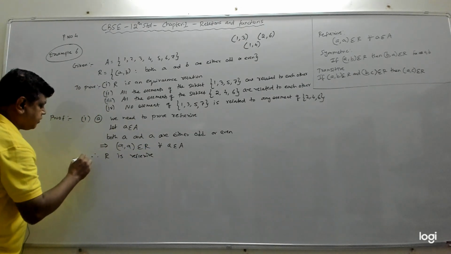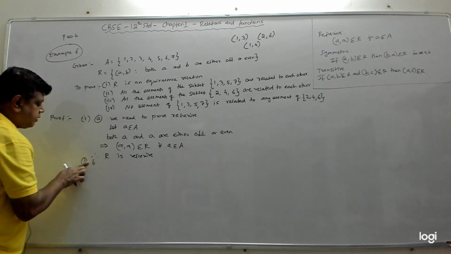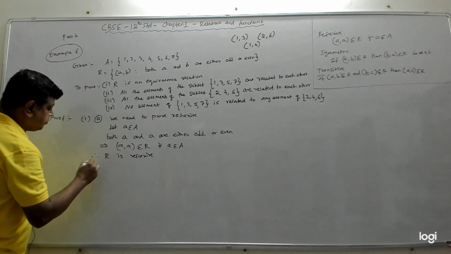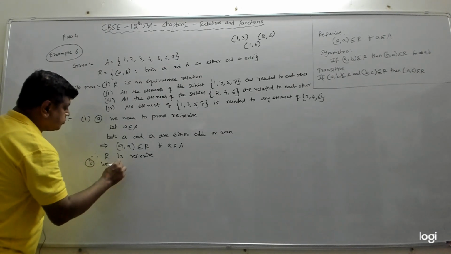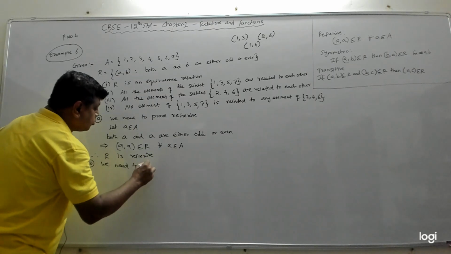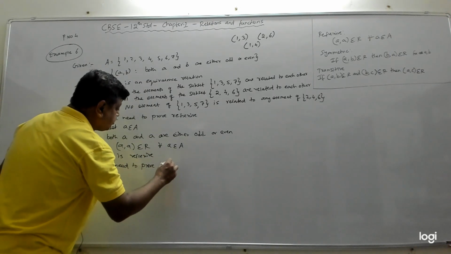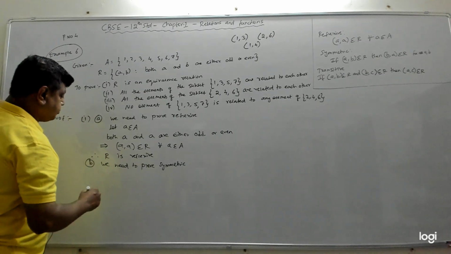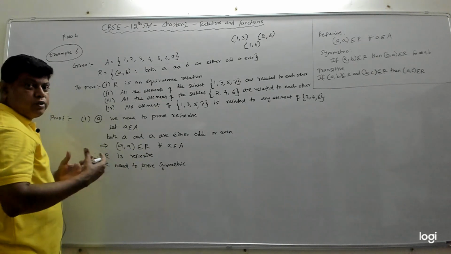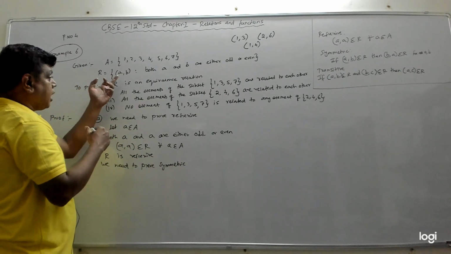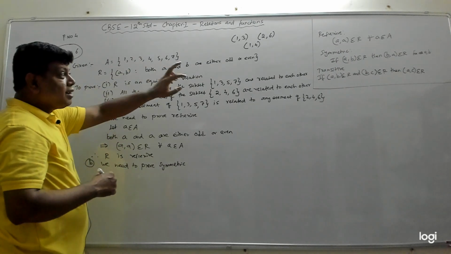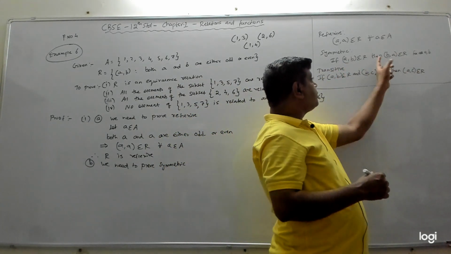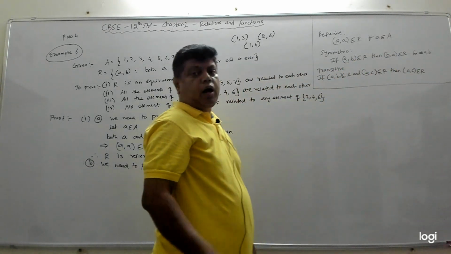Now the B part. In the first subdivision, the B part is we need to prove symmetric. So for symmetric, how do we start? We will take an element (a, b) from R and we will show that the reverse of the element, which is (b, a), should be in R.